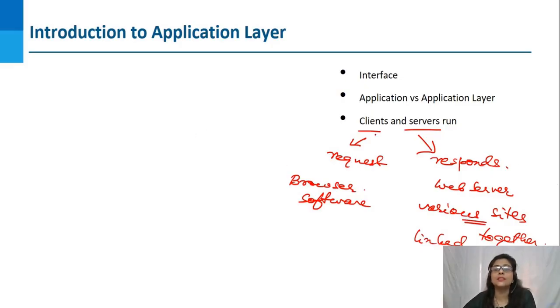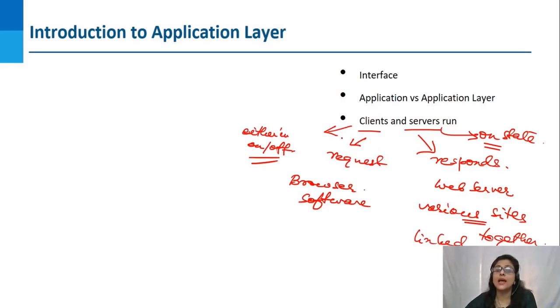Now, this client is a program, the program running on the host, which is either in on state or off state. But the server is always in the on state because it has to be in the on state because it receives requests from various clients. But the client, on the other hand, is on whenever it wants to request a document. At other times, it is in the off state.